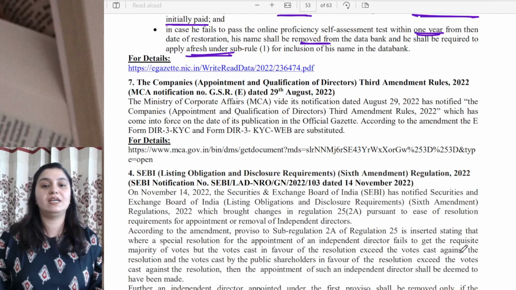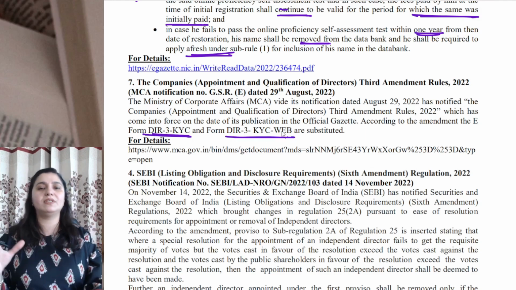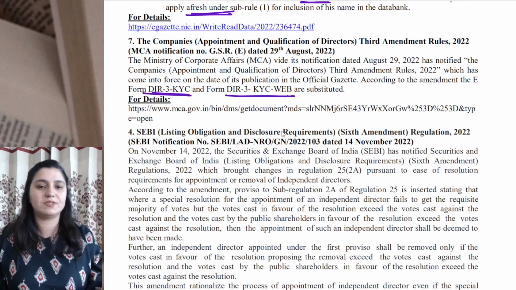The next amendment says that which has come into force on the date of publication of the official gazette according to the amendment, E form 3 KYC and 3 KYC web. इनमें थोड़ी amendments आई थी, ये forms थोड़े थोड़े change हुए थे, ये उसके बारे में है.